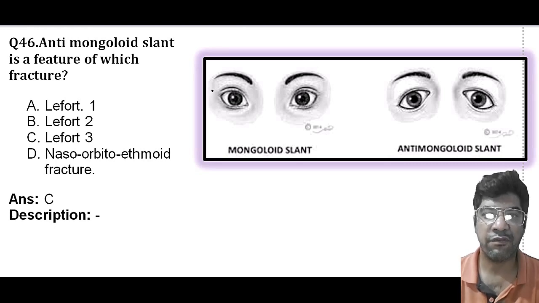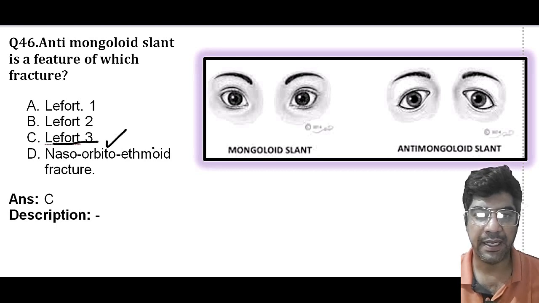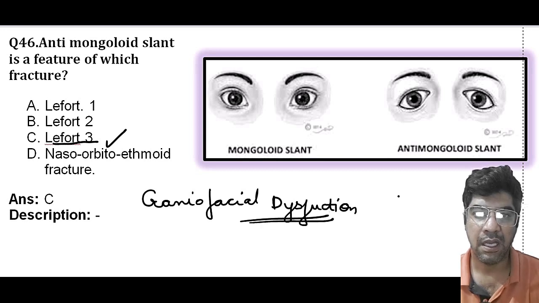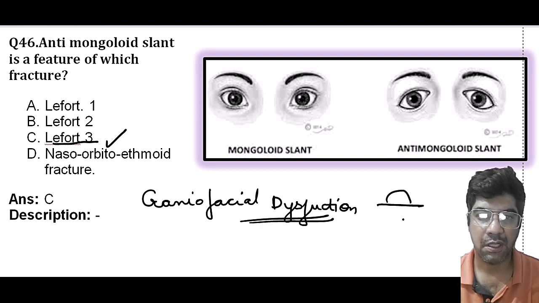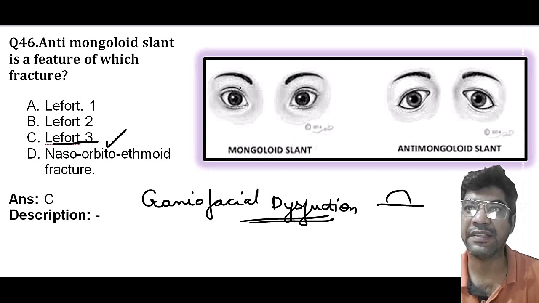Anti-mongoloid slant is a feature of which fracture? It is a feature that is associated with Le Fort 3 fracture. Le Fort 3 is also known as craniofacial disjunction. In Le Fort 3, there will be separation of the midface from the cranial base. One of the main features associated with this fracture is a change in the orientation of the eyes.